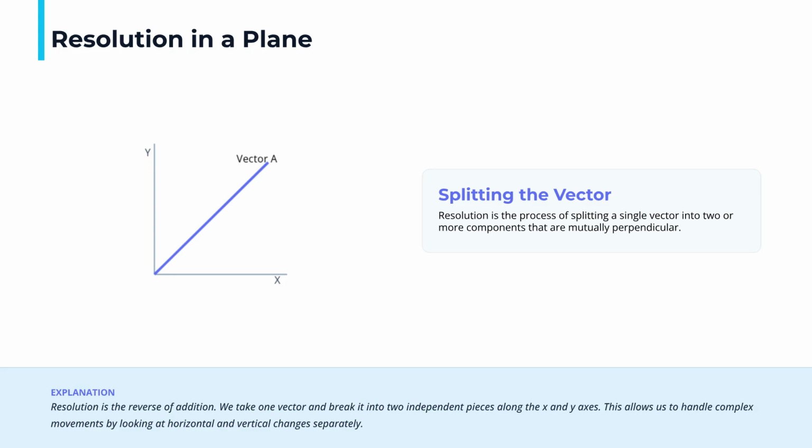Resolution is the reverse of addition. It is the process of splitting a single vector into two or more mutually perpendicular components, allowing us to analyze complex motions along separate axes.